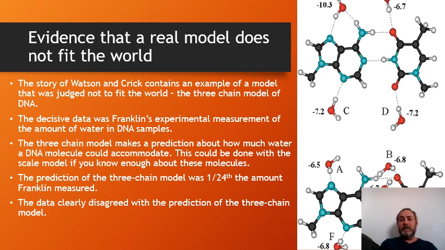Starting with the situation where it looks like the model does not fit the world, right? There's disagreement between the data and the prediction. We saw one of these in our introductory story of Watson and Crick and their discovery of the structure of DNA. There was one model, the three-chain model, where it turned out the predictions did not fit the data. The decisive data in that story were Franklin's experimental measurements of the amount of water found in DNA samples. So the three-chain model makes a prediction about how much water a DNA molecule could accommodate. It's actually kind of straightforward, even with the scale model they built. If you know anything about the size of water molecules, you could calculate how much water could be contained within the DNA helix. The three-chain model predicted about 1/24th of the amount actually measured by Franklin. So this is a pretty clear case of disagreement of the prediction of the model with the actual data.